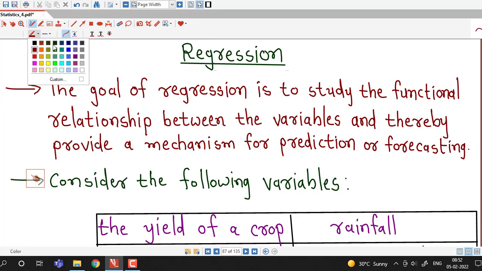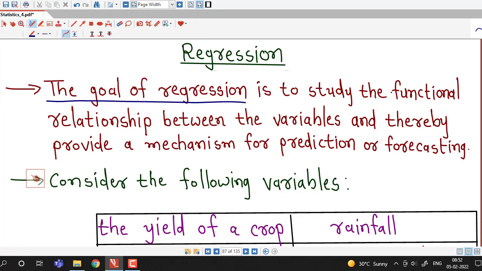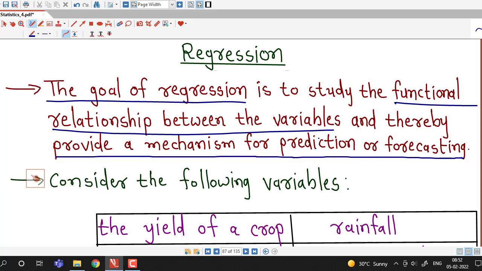Before that, I have written certain things here. The goal of regression is to study the functional relationship between the variables and thereby provide a mechanism for prediction or forecasting. So prediction means if we know the value of one variable, using that value we can predict the value of another variable corresponding to that variable.